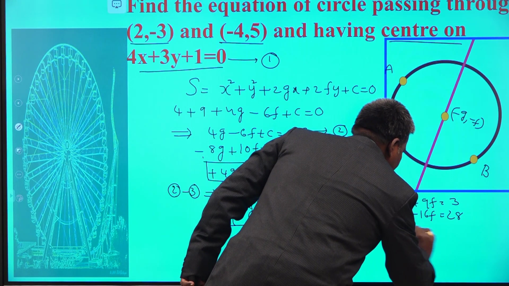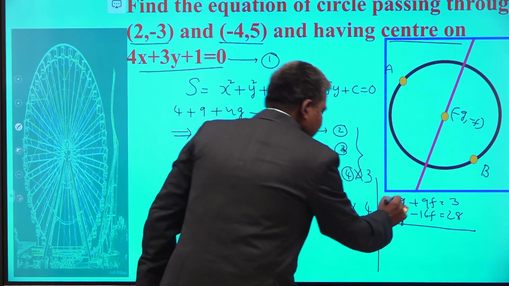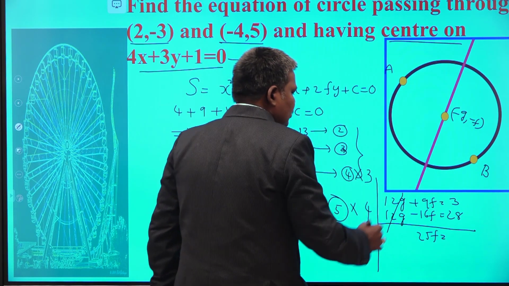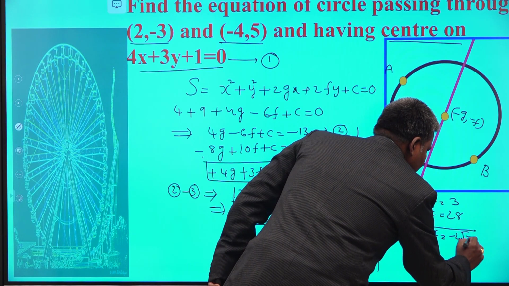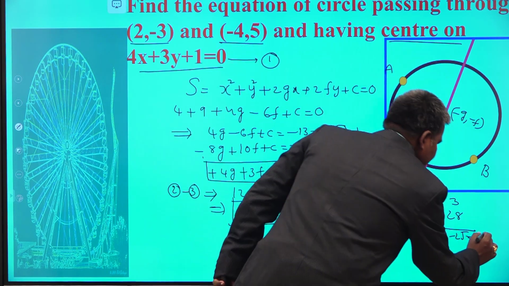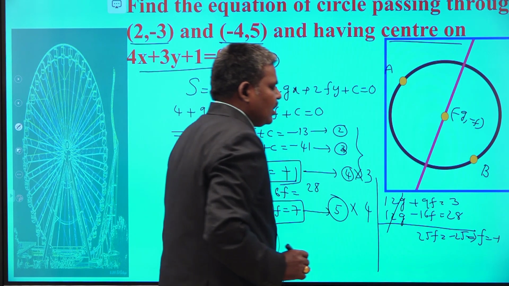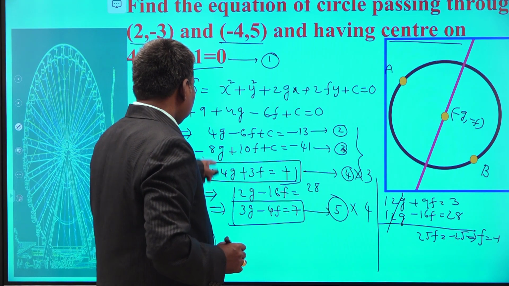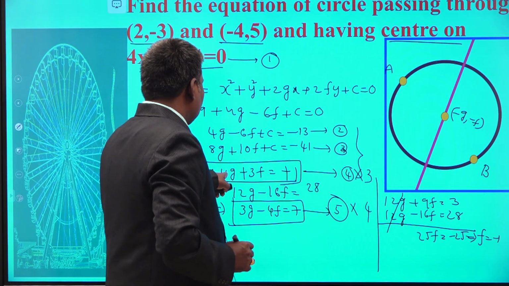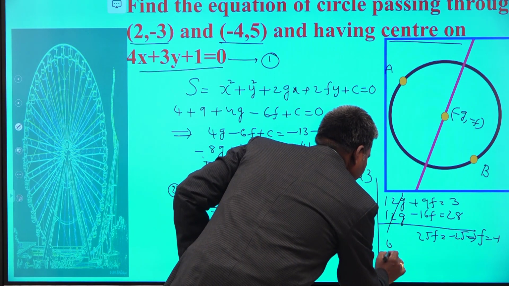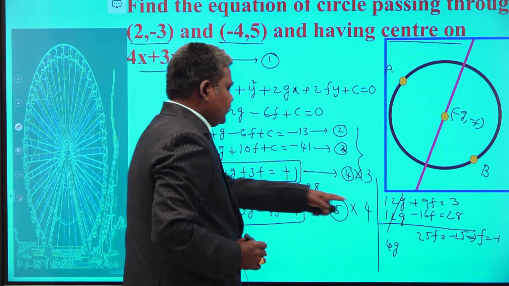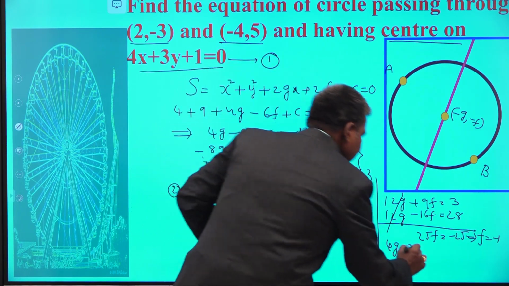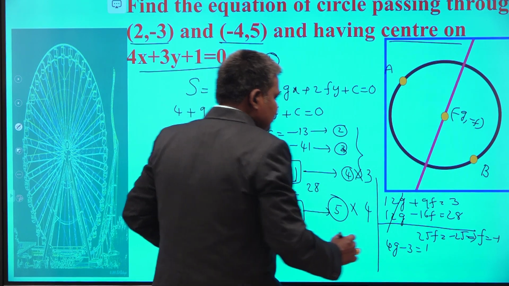Now, by subtracting one from the other, 12g gets cancelled. This is 25f, which is equal to minus 25. This implies 25 gets cancelled, f is equal to minus 1. The value of f is equal to minus 1. You just substitute f is equal to minus 1 here itself, and we get g also. 4g plus 3f, 3 into f, f is minus 1, minus 3 is equal to 1.